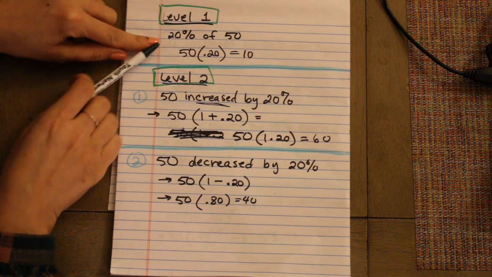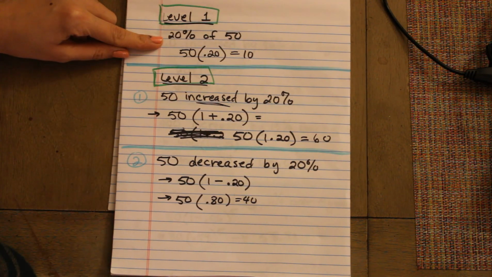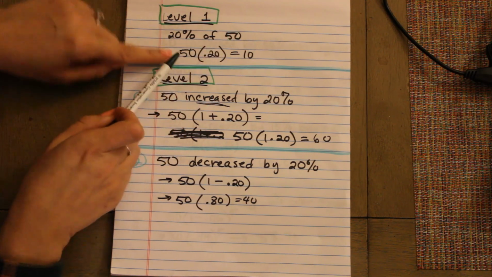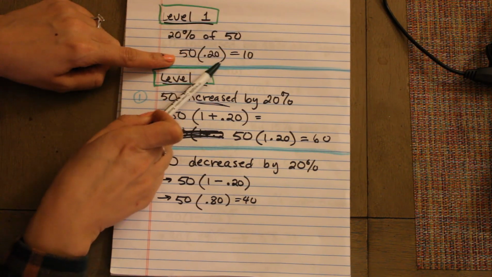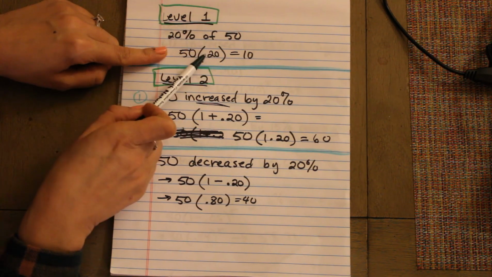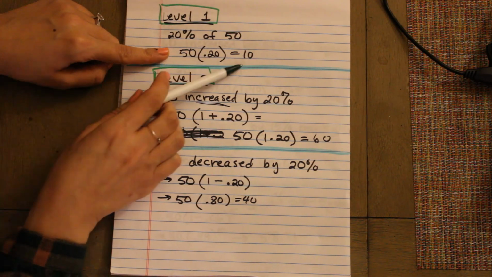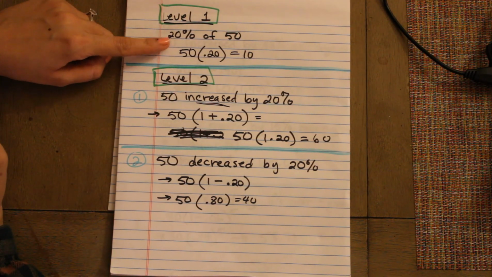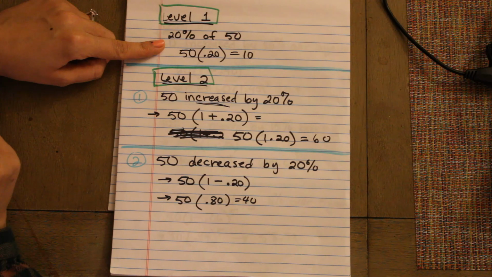So level 1 was just taking a percent of a number, right? So if I had 20% of 50, it's 50 times 0.20, which is 20% turned into a decimal, and that equals 10. That was the first thing we learned when we started remote learning.